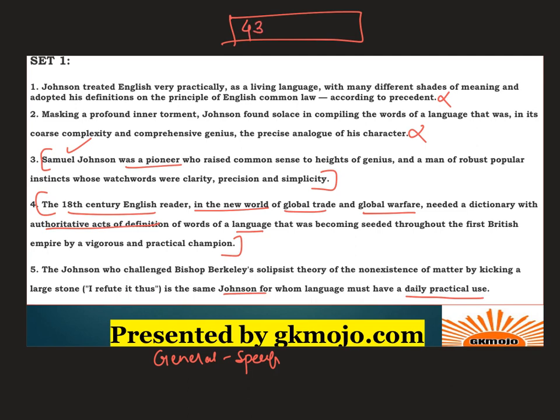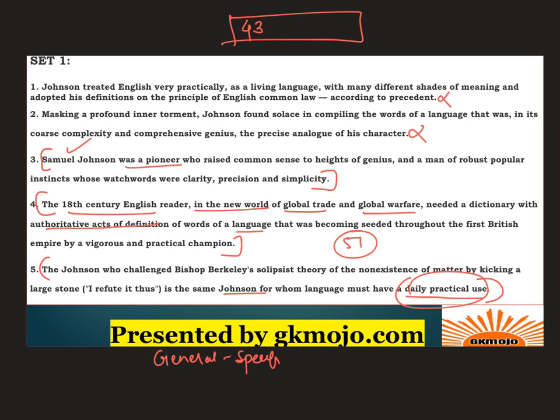The unit 5-1 follows 3, right? So the pair 5-1 follows 3. Why? Look, 5 states that for Johnson, language must have a daily practical use, right? Here it has been said, see, I have underlined it, that language must have a daily practical use.